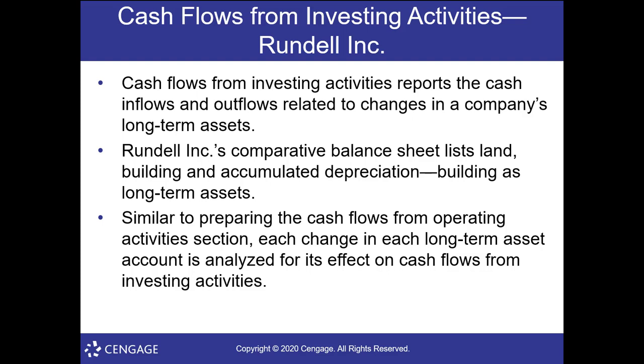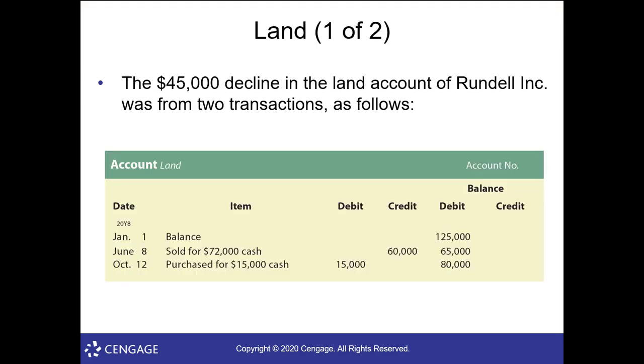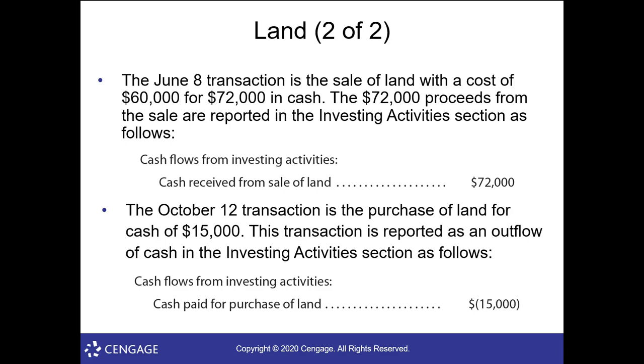Investing activities is going to be next, and that is off of the comparative land. So we sold a piece of land for $72,000 in cash, but then we turned around and purchased some new land for $15,000. So cash received from sale of land is this positive 72, and then cash paid for purchase of land, the negative 15,000.